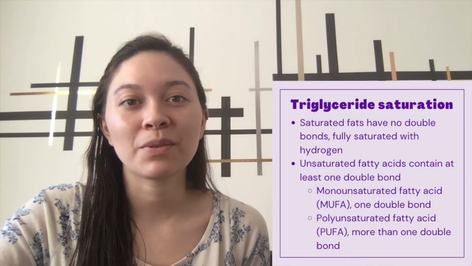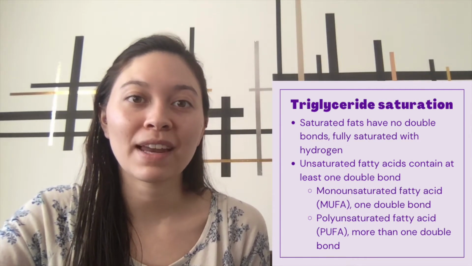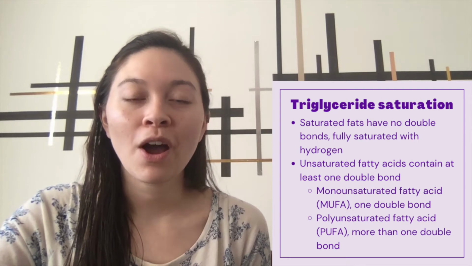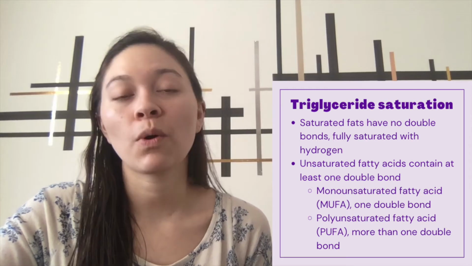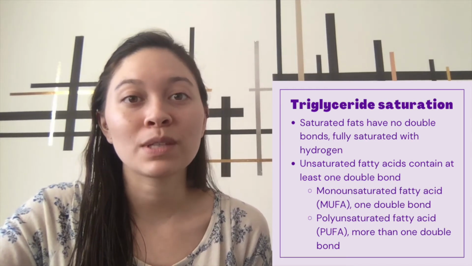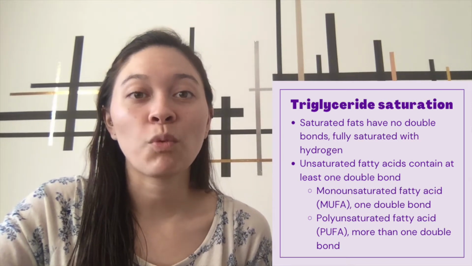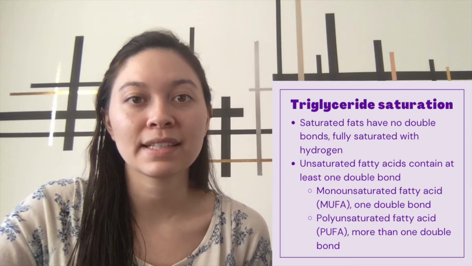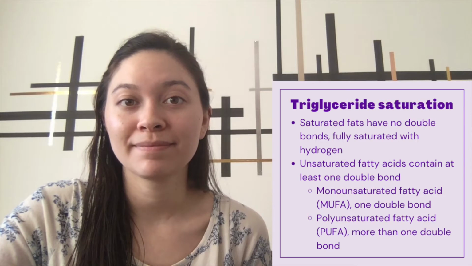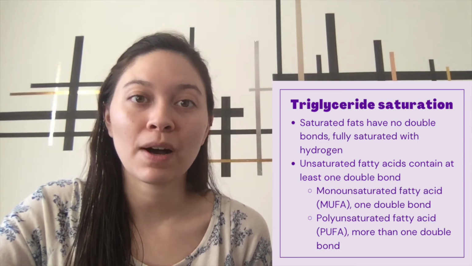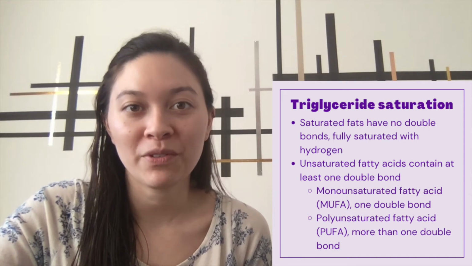So the next thing to consider with triglycerides is saturation. What we're really thinking about here is whether or not all of the fatty acids that are coming off of the glycerol backbone are fully saturated with hydrogens. If they are fully saturated with hydrogens, or are a quote-unquote saturated fat, that means there are no double bonds at any point within any of the fatty acids. If you were to have one double bond within one of the fatty acids, then you would have a monounsaturated fatty acid, or a MUFA. And if you were to have more than one double bond present within the fatty acids, then you would have a polyunsaturated fatty acid, or a PUFA.